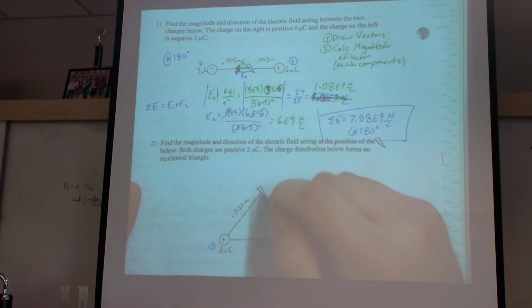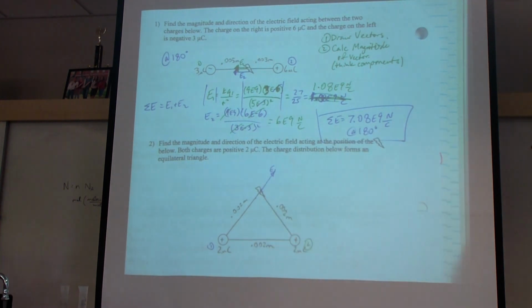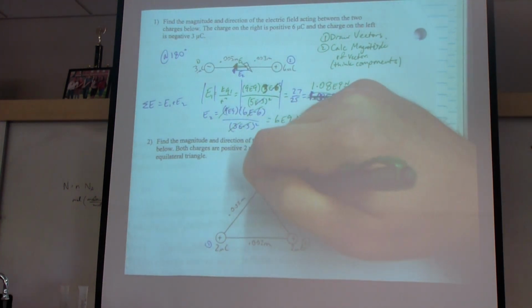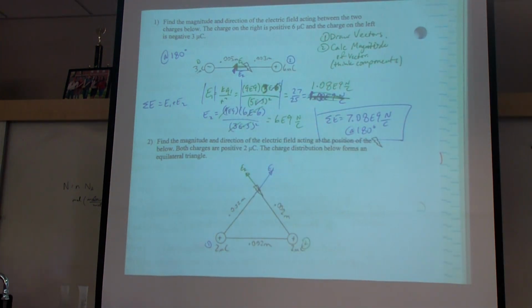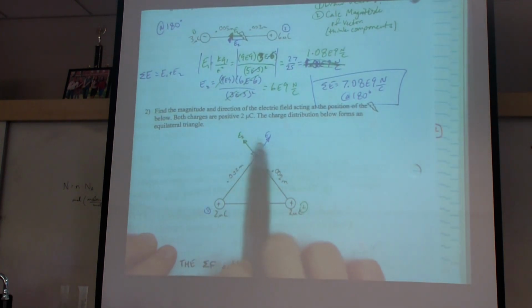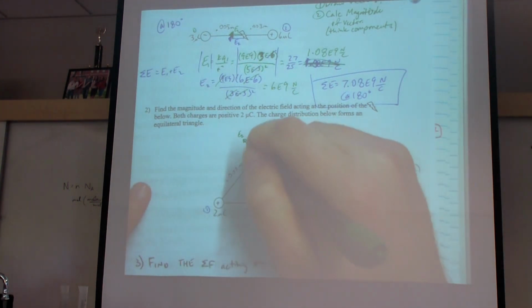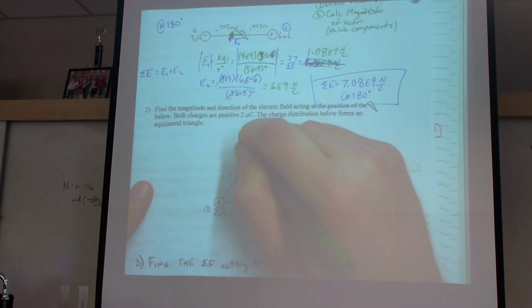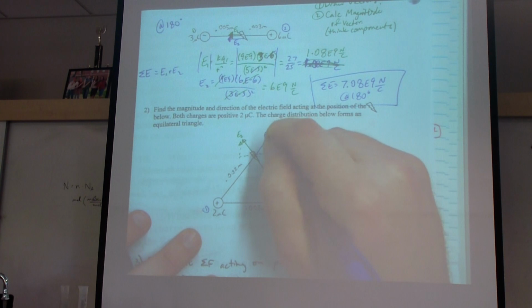So from charge 1, it's going to point that way. That's E1. And then from charge 2, it's going to point that way, E2. However, both charges are equivalent, and they're the same distance away, which means E2 and E1 are going to be equal. They have an equal magnitude. E2 has the components this way and up. E1 has components to the right and up.